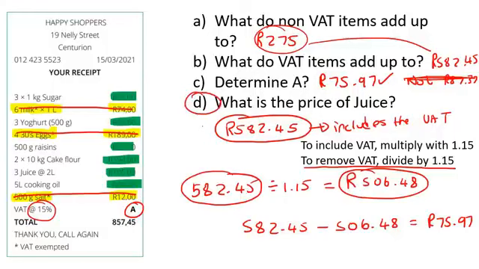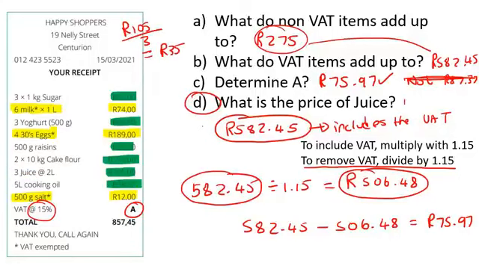Right, and then the next one says, what is the price of juice? Well, here, if we look on the till slip, there's 3 juices that they purchased for 105 Rand. So they paid 105 Rand for 3 juices. To work out the price of 1 juice, you'll just divide that by 3, and that'll give you 35 Rand. So we can just fill that in over there, 35.